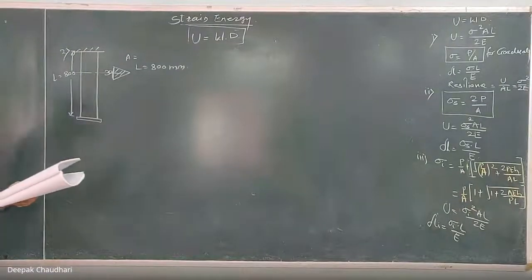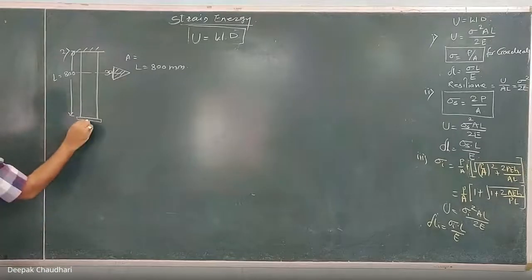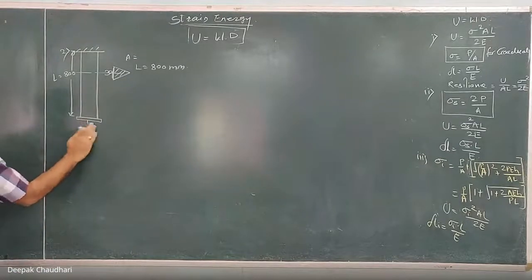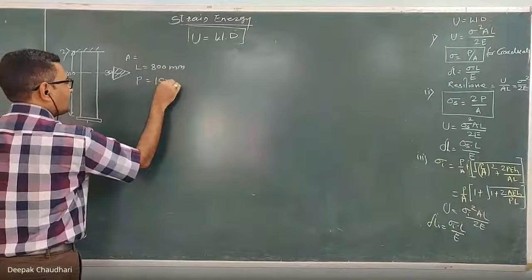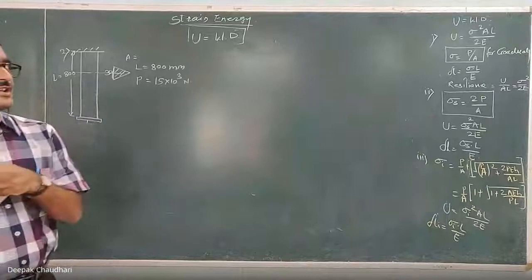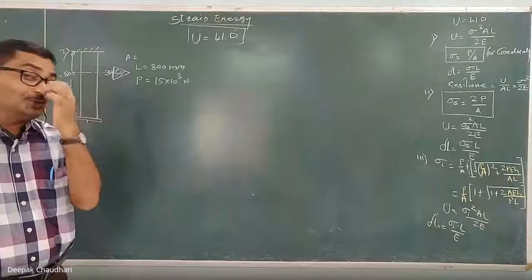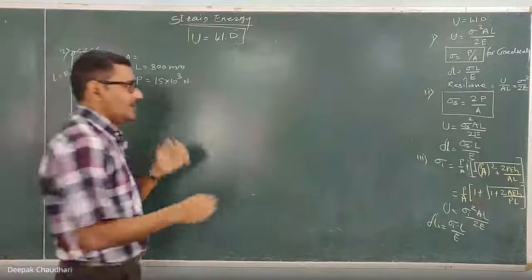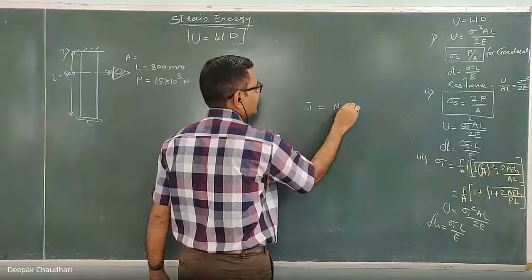Calculate the strain energy stored in each of the following cases. Here, when a pull of 15 kN is applied, that is, a force P of 15 into 10 to the power 3 Newton. One thing I forgot to tell you here: strain energy is energy, whose unit is joule. Joule is nothing but a Newton meter. Newton meter is the joule.